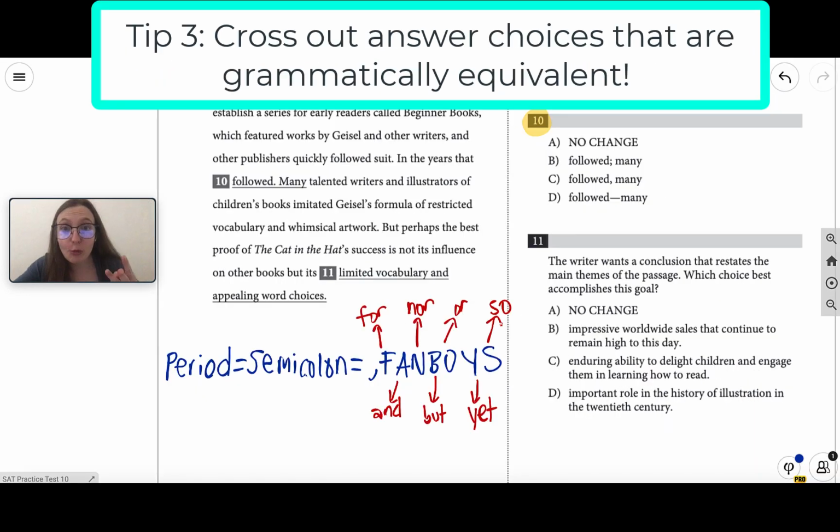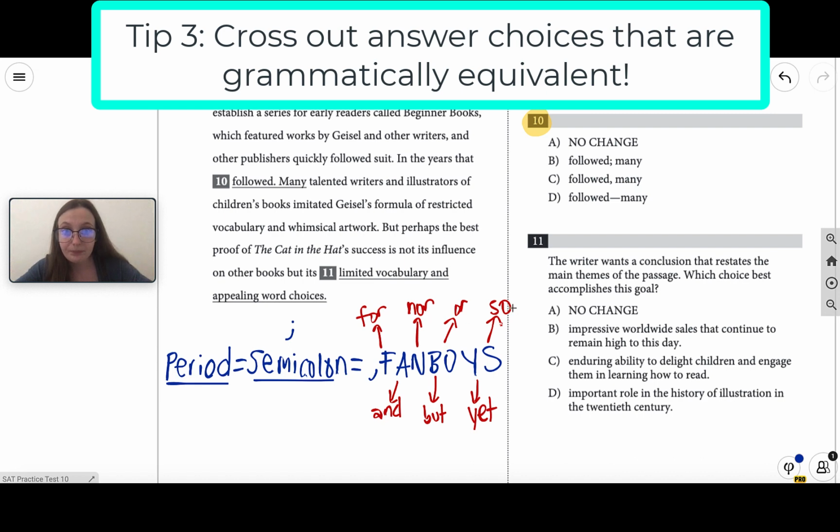Tip number three, cross out any answer choices that are grammatically equivalent. So in English, there are three main ways to separate two full sentences. The first option that we have is a period, should probably already be familiar. Second option is a semicolon, which looks like a dot and then a comma on the bottom. And then the third option is a comma paired with one of the FANBOYS words. So I would definitely pause the video, screenshot it, commit what FANBOYS stands for to memory: for, and, nor, but, or, yet, so.